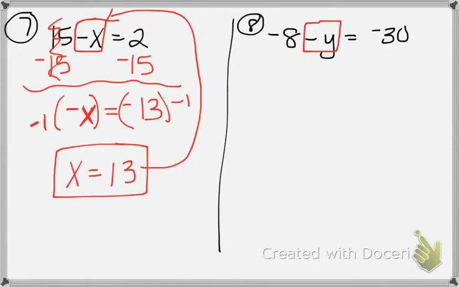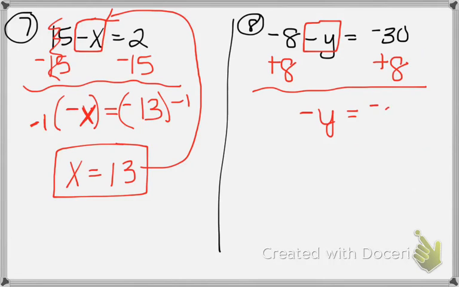All right, number 8, same kind of setup, but your little brat is a minus or negative y. All right, and he said, Mom, -8's bothering me. So we're going to move it by doing +8 to both sides. Okay, so we do that. Bring the brat down, who is now called -y, equals -22.